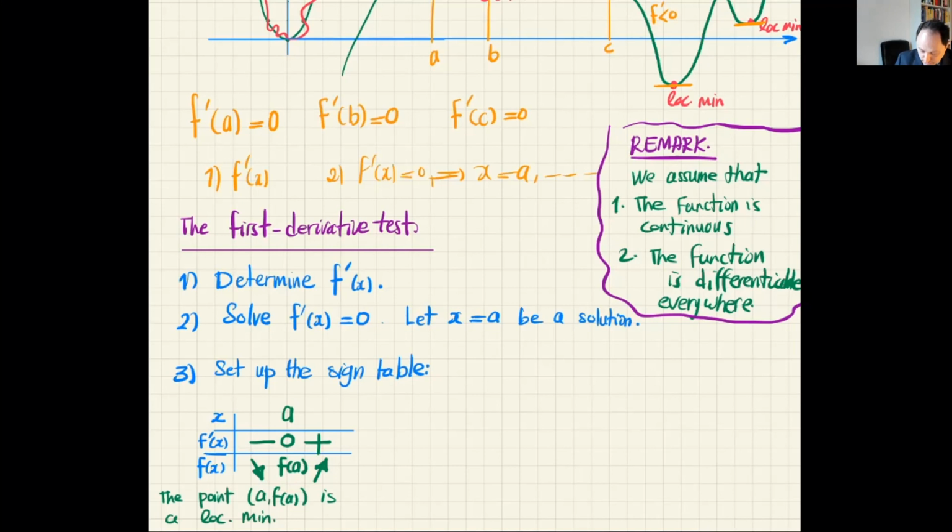It might happen that I have this situation. I have x, again I have f prime of x, I have f of x, but this time when I put a, of course this is again 0, this is f of a, but this time this becomes positive, this becomes negative, so it goes up and then it goes down. So the point (a, f(a)) is a local maximum.